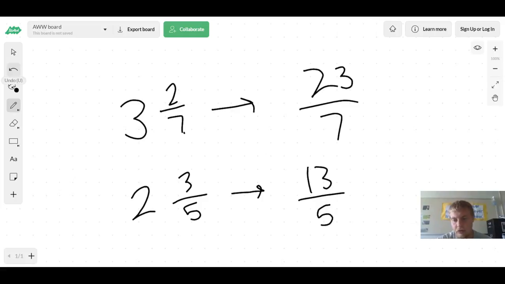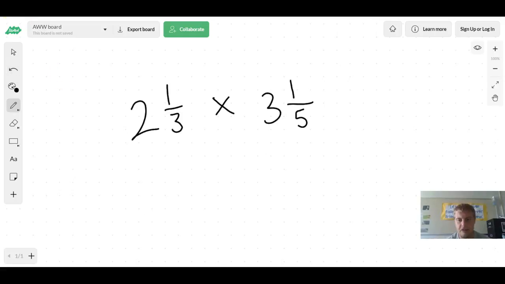Let's try a couple other things with fractions. First, let's multiply fractions. To do any operation with fractions, you can't have them as mixed numbers. So we're going to change them into improper fractions. That'd be 7/3, because 2 times 3 is 6, plus 1 is 7. And this would be 16/5, because 3 times 5 is 15, plus 1 is 16.